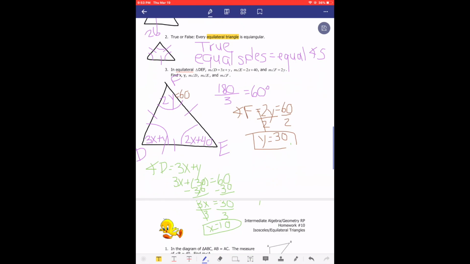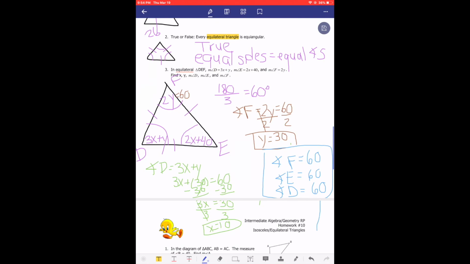We can plug them back in to confirm that all of these angles are 60, but I can tell just from having an equilateral triangle that all of these angles are going to be equal to 60, so I can label them. Angle F equals 60, angle E equals 60, and angle D equals 60. And if we plug those back in, you'll get the same answer. You'll still get 60.